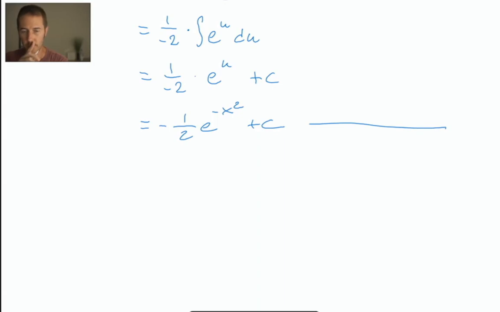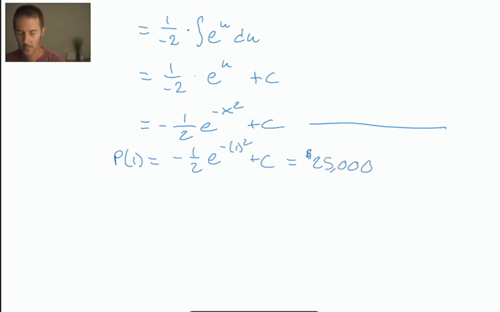Our problem told us that at the end of year one, we had a total profit of $25,000. In other words, P of 1, which is equal to negative 1/2 times e to the negative 1 squared plus c, is equal to $25,000. Well, there's only one unknown in this equation, and that's C. So we're going to solve this equation for C.